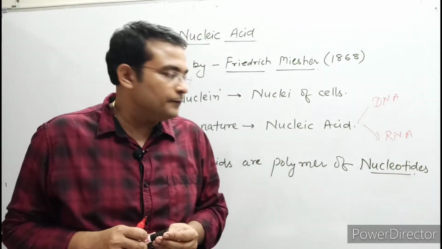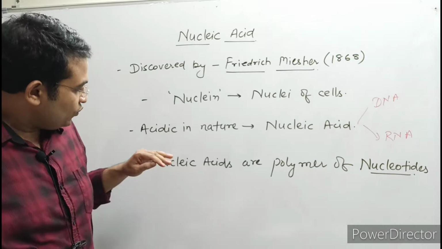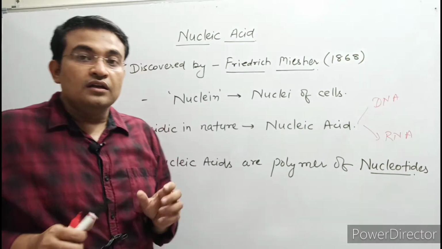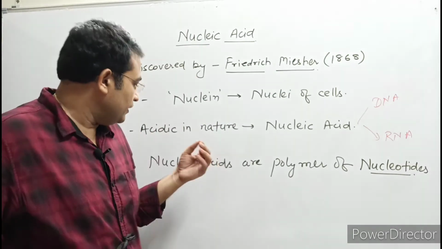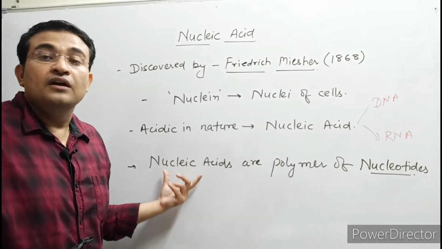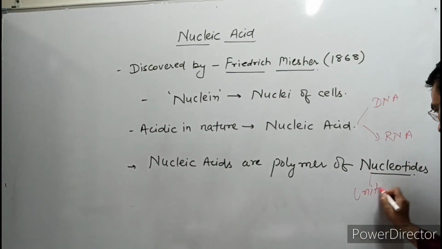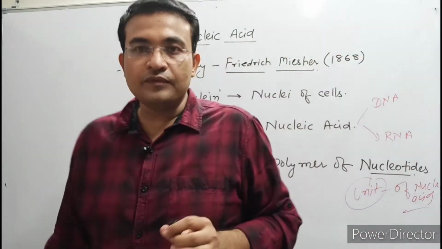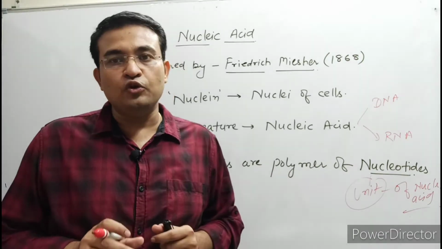So if we see the structure of nucleic acid, then we see that nucleic acid are polymer of nucleotides. It means they are made up of nucleotides. Several nucleotides combine together and they make nucleic acid. It means nucleotide is the unit of nucleic acid. Okay, so nucleotide is the unit of nucleic acid, and now we'll study the structure of the nucleotides.